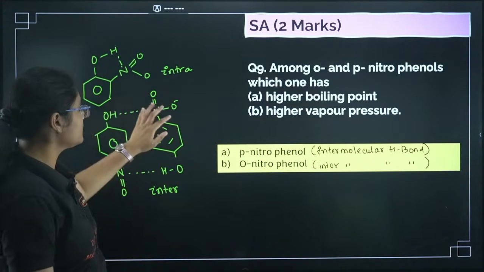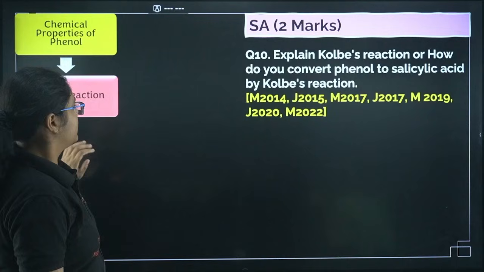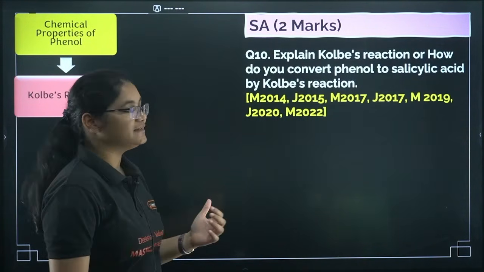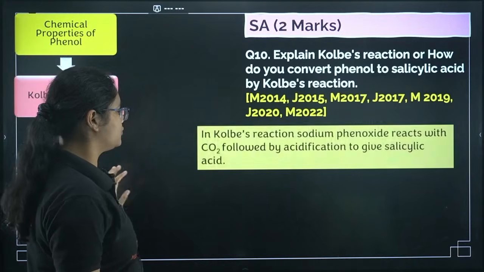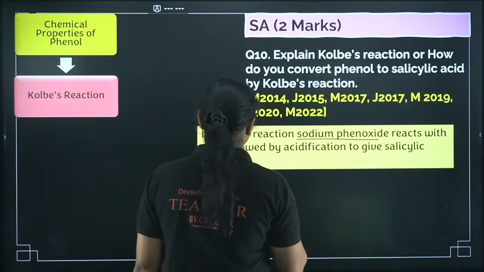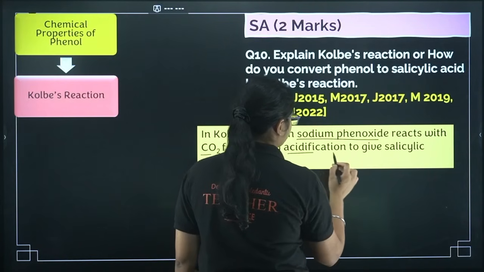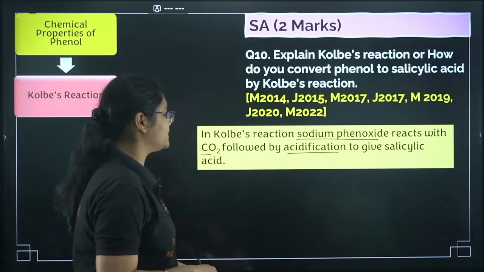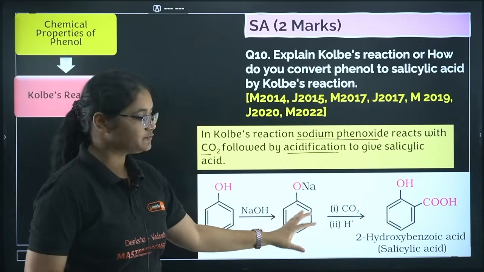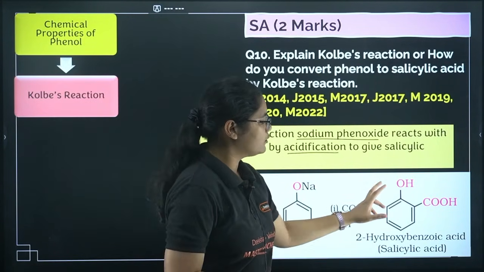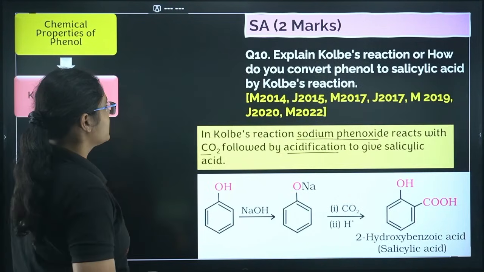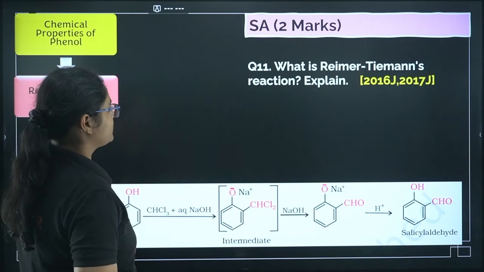Clear? Next question. Explain Kolbe's reaction, or how do you convert phenol to salicylic acid by Kolbe's reaction. In Kolbe's reaction, we have sodium phenoxide ion that reacts with CO2 followed by acidification to give you salicylic acid. You can see first we have this phenoxide ion, it reacts with carbon dioxide and H plus to give you this particular compound which is salicylic acid.